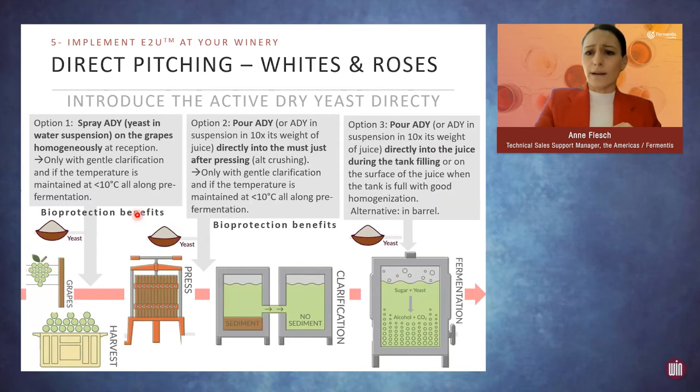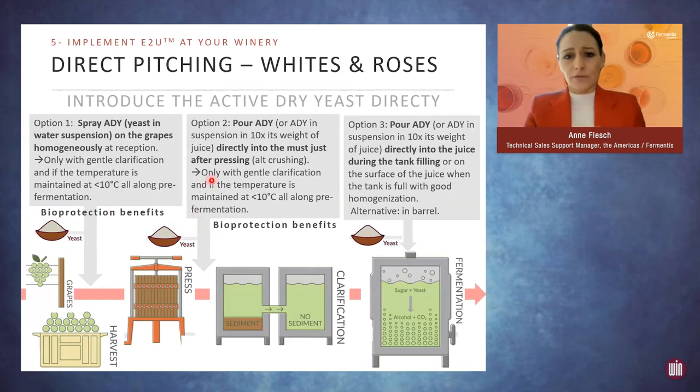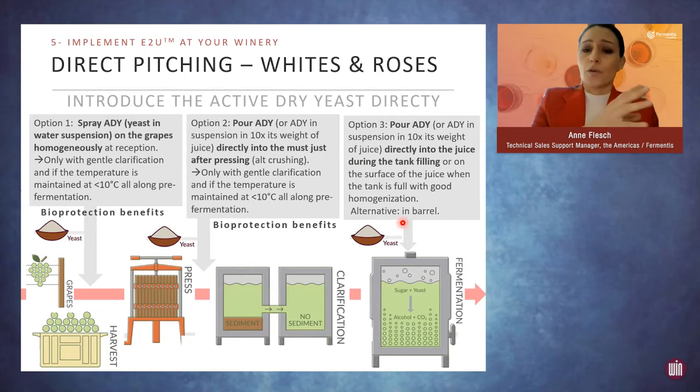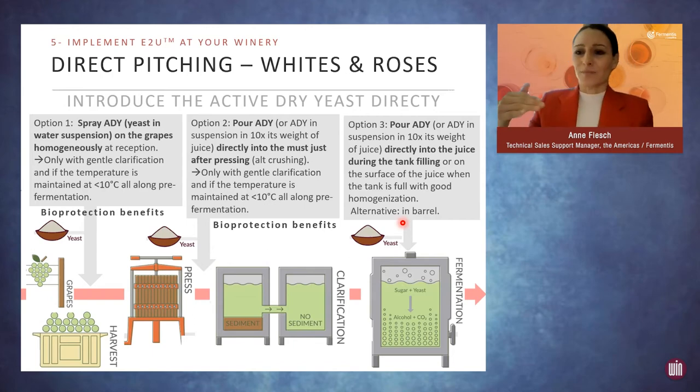All right, so for white wine and rosé, we also have different options here for you. The most common one would be option three, where you start moving your juice from the settling tank to the fermentation tank. You start transferring, then you gently sprinkle the yeast on top and you keep filling for a good homogenization. Alternatively, you can do it at the end and do a homogenization then.